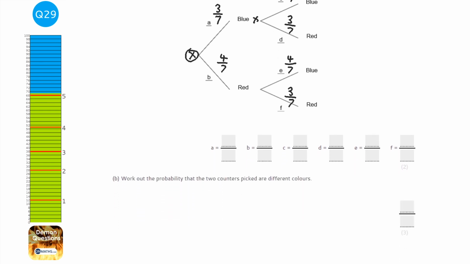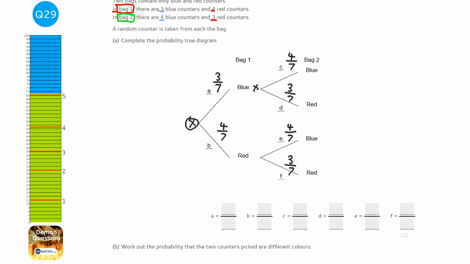Let's move on to the second question. It says work out the probability that 2 counters picked are of different colours. So let's follow the paths down. If I pick this one, so a blue and then a blue, I've ended up with a blue and a blue. Well, they're not different colours. So let's try another line. So if I pick a blue and then a red, well, that's a blue and then a red. So we want that one.